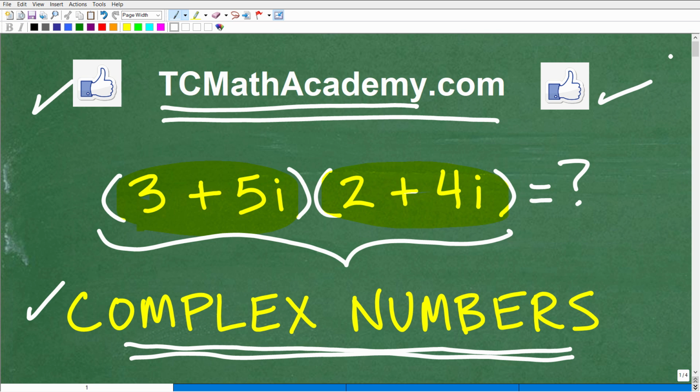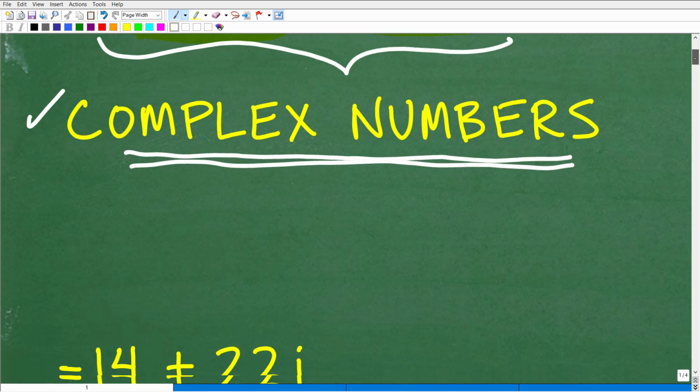Okay, so let's go ahead and show you the answer. And then we'll talk a little bit about what a complex number is. Now, if you're looking at this, you're like, I have no idea what you're talking about. Well, it's a good chance that you have not yet studied complex numbers, but you definitely will if you continue your studies in mathematics.